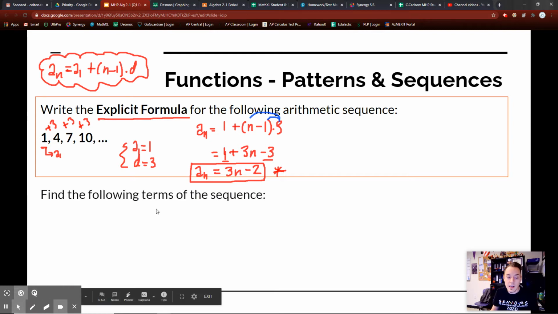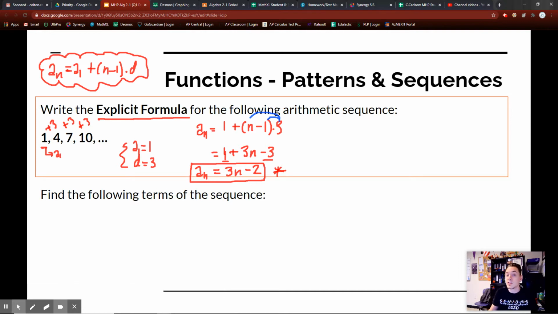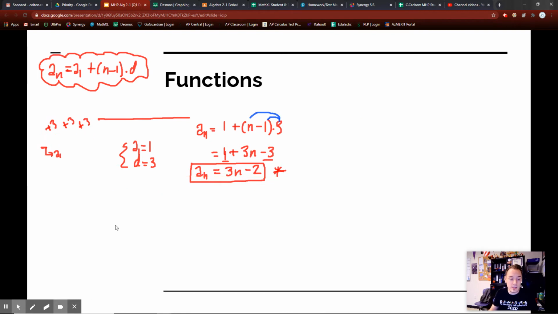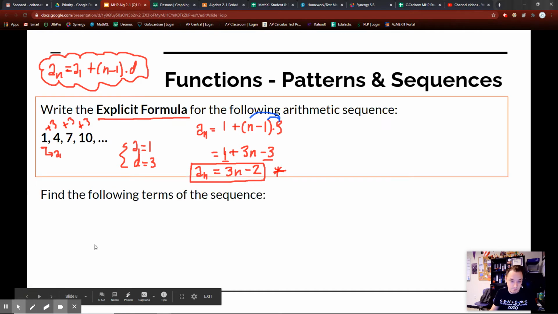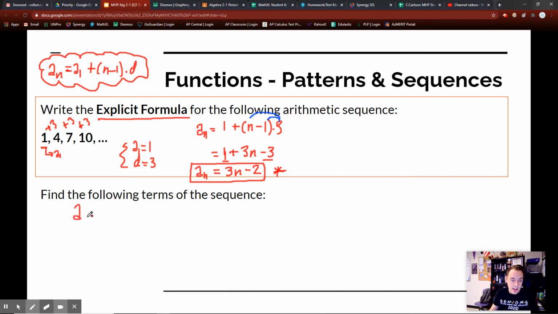Now think about it. Find the following terms of the sequence. Now we're interested in finding the specific explicit terms of this sequence. Let's go down. I guess I didn't write it, but that's okay. Let's find a sub 5. Let's do that. Let's find a sub 100. And then let's also find a sub 2. Let's do that. Awesome.